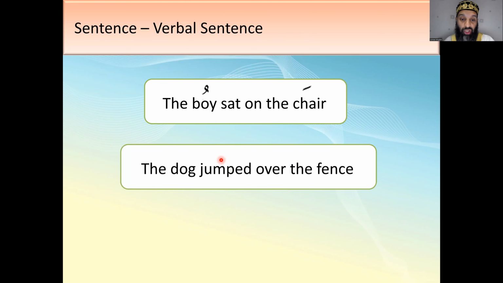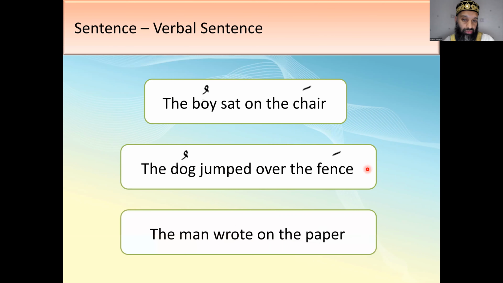understand what's going on. The dog jumped. So jumped is the verb. Who's doing the jumping? The dog. So the dog is marfu. What's being jumped over? The fence. So the fence is mansub. And then we just did more examples like that. Okay.